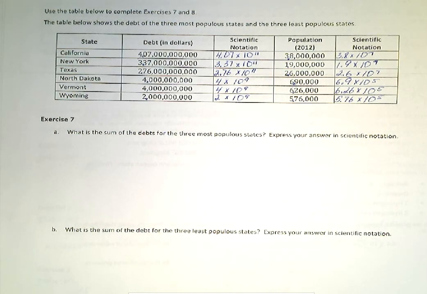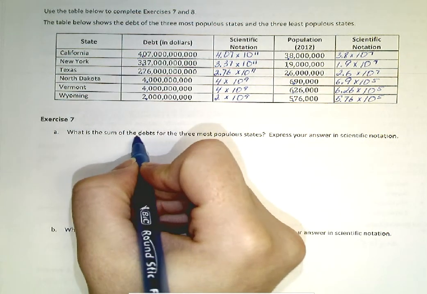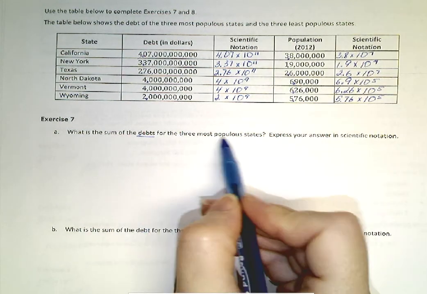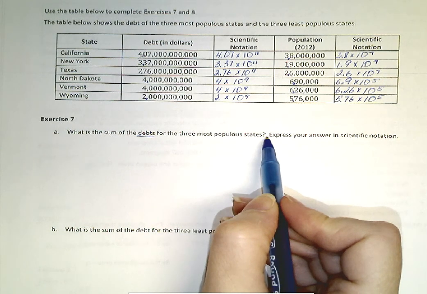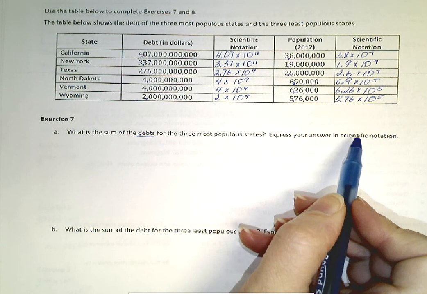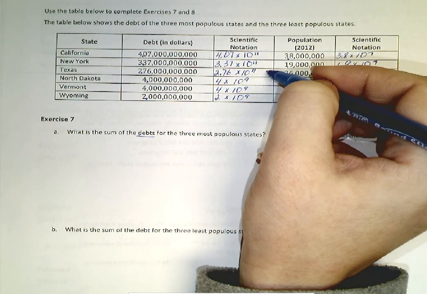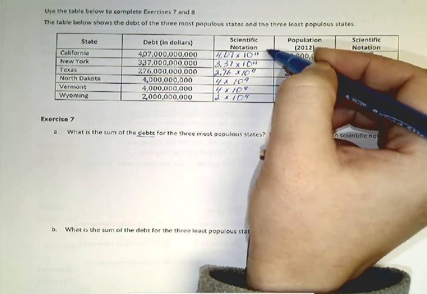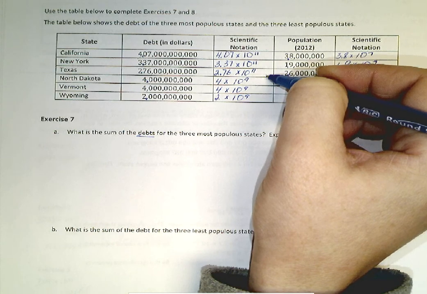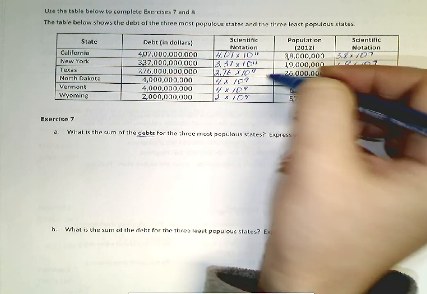Okay, so our table is filled out. Now we can work with those numbers written in scientific notation. What is the sum of the debts? So we are looking for the debts of the 3 most populous states. Express your answer in scientific notation. So we are looking at the debt, and we are looking at our scientific notation. Most populous states are the first 3, so we are going to combine their debt.